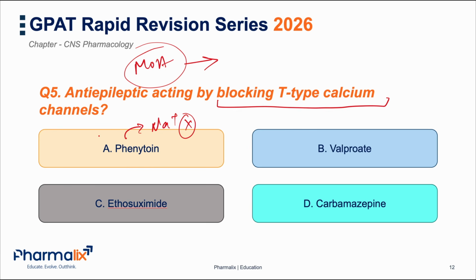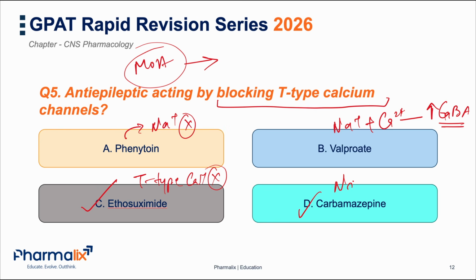It blocks the sodium and is used in tonic-clonic seizures. Valproate blocks sodium, and also calcium, and increases GABAergic activity. Ethosuximide blocks the T-type calcium channel. And carbamazepine again blocks the sodium channel.